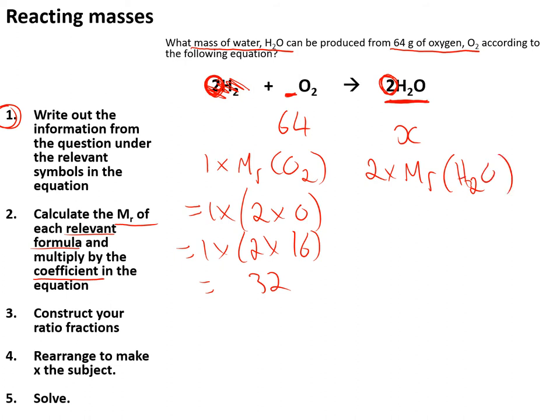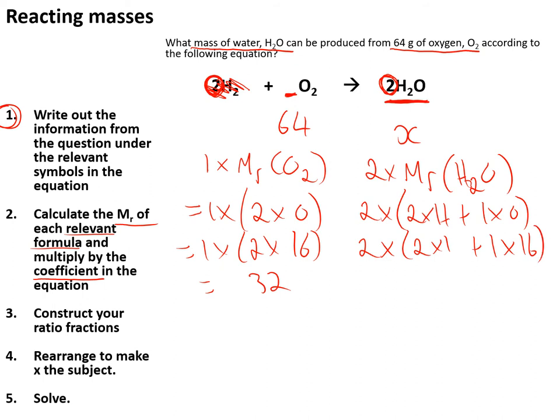So if we actually work out that relative formula, so 2 times hydrogen, water's got 2 hydrogens, so 2 times H, and 1 oxygen, 1 times O. So that is 2 times, hydrogen has a mass of 1, so 2 times 1. Oxygen has a mass of 16, so 1 times 16. So that ends up coming to 36.